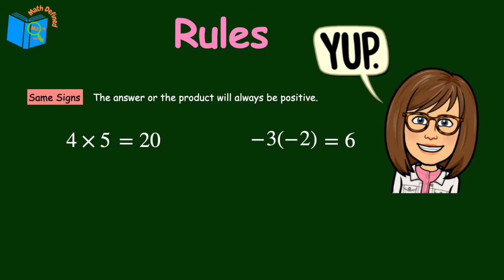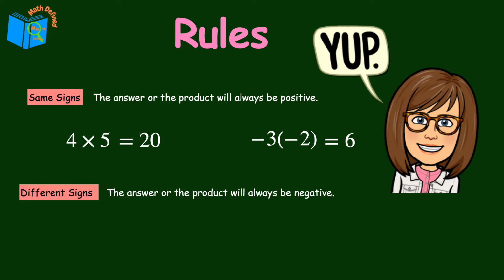When you multiply two numbers with different signs, the answer or the product will always be negative, like negative 5 times positive 7 equals negative 35, and positive 6 times negative 2.5 equals negative 15.